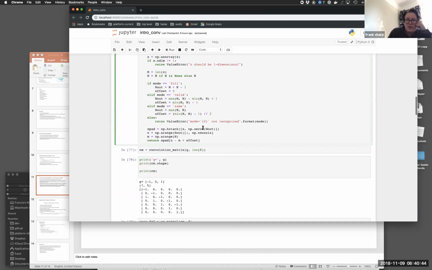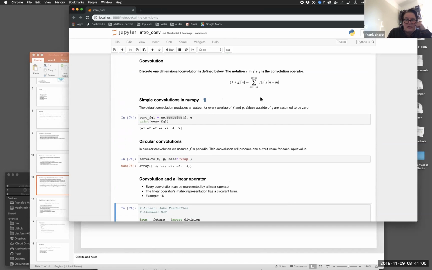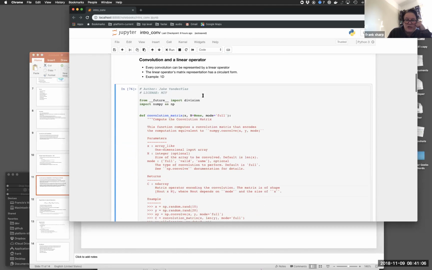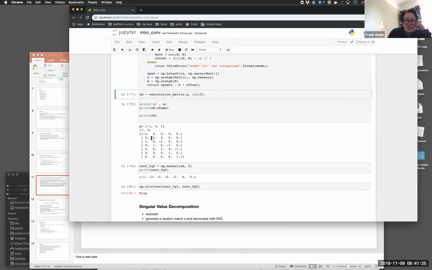So we take our G, and we're assuming G is our kernel. So this is G, our kernel, -1, 0, 1. We're going to come up with a matrix that represents that. And here it is. So CM looks like this. First of all, it's 7 by 5. You can see it has this circulant structure.